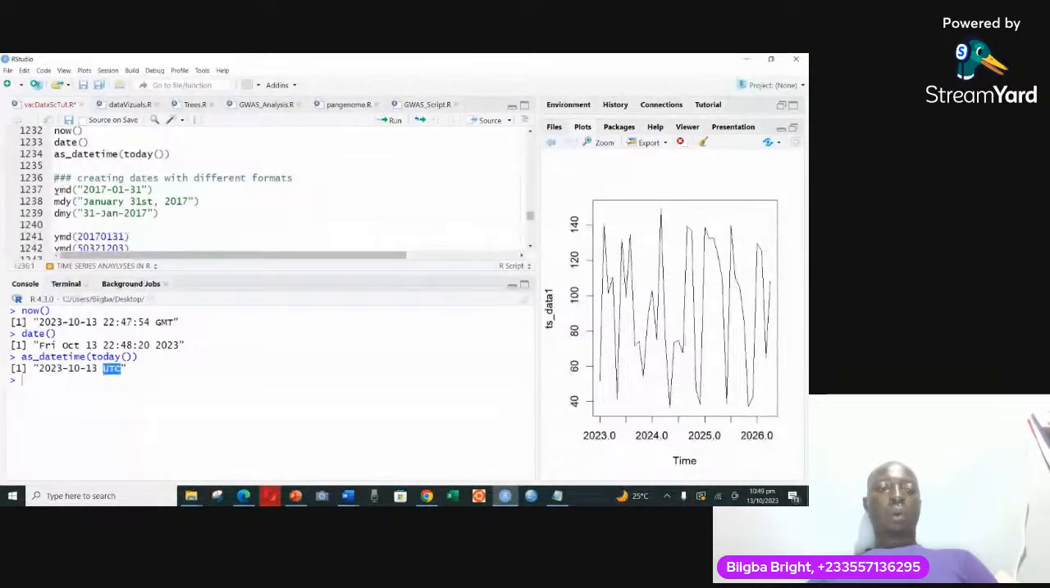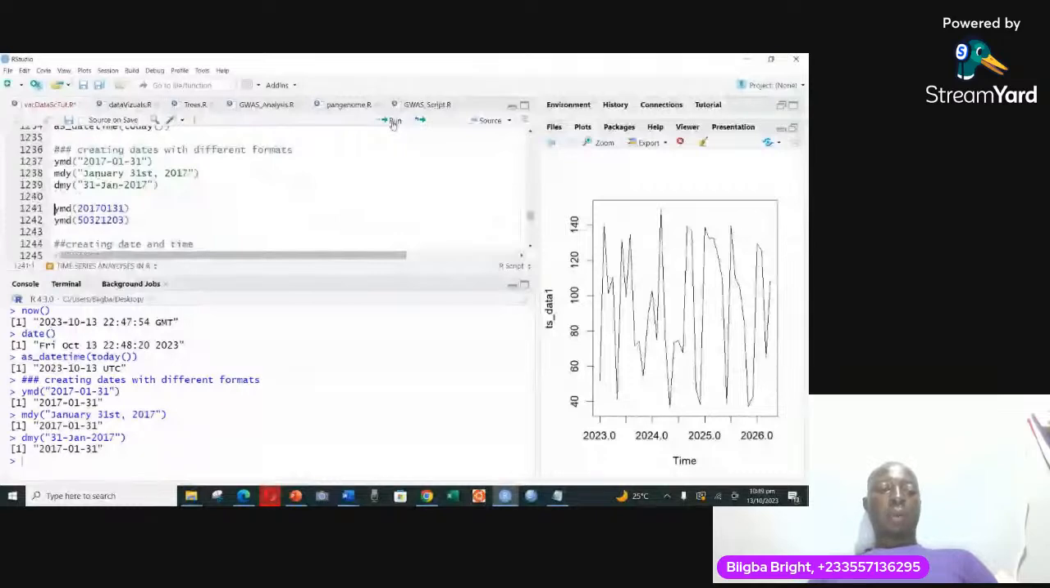When you use this function called ymd, it means I want the year to come first, before the month and then the day. I put the date inside there, and when you run that, it creates it just the way you want it. Maybe I want the month, the day, and then the year; if you do that, it creates it accordingly. Then day, month, and year, it will also create it accordingly. This is how we use these functions, which come with a package called lubridate.